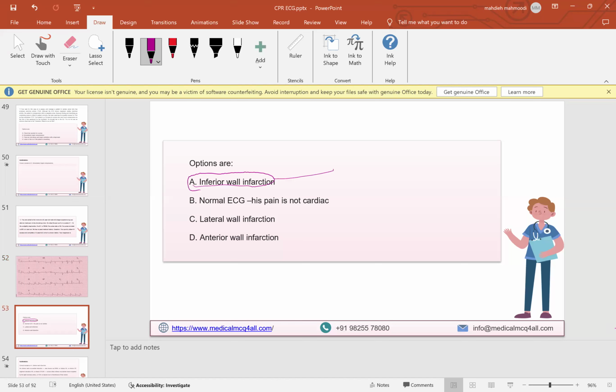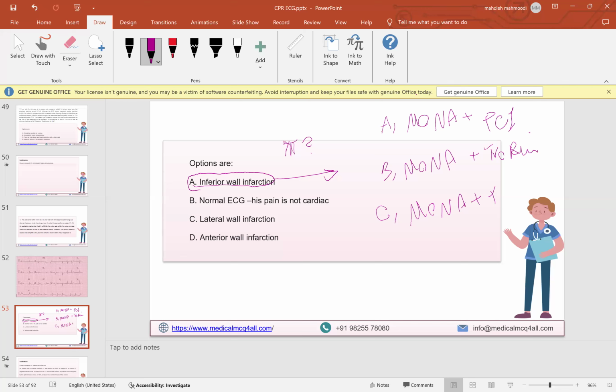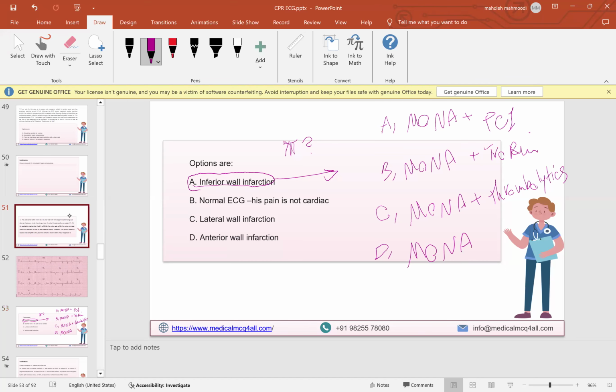So what do you do for this patient? Treatment. A, MONA plus PCI. B, MONA, check the troponin, wait, but decide based on the troponin. C, MONA, thrombolytics. D, just MONA. Let's check the history one more time.